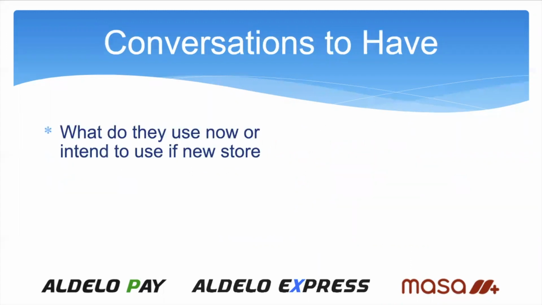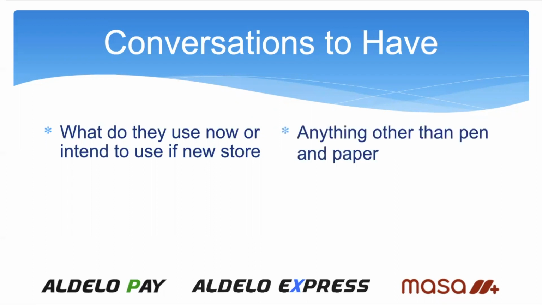So, conversations to have with the restaurant owner. What do they use now, or intend to use if they have a new store, for their scheduling and time clock? Anything other than pen and paper can be improved. Everything can be improved upon with a labor scheduling module. Too many restaurants are just doing it with pen and paper. Others will try to do it with an Excel spreadsheet, but even those fall way short compared to the features that we have in our module.